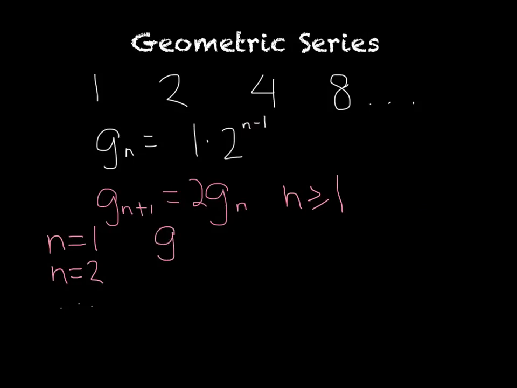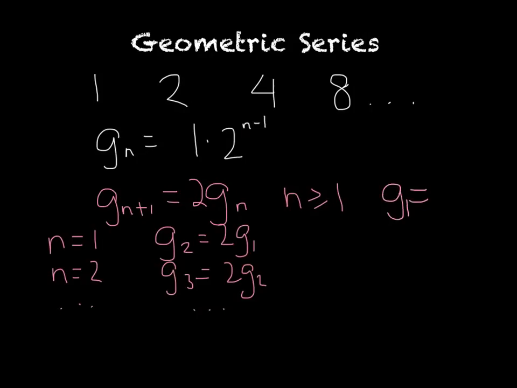So now if we plug in some sample values of n, then we end up with statements like g2 equals 2g1, g3 equals 2g2, etc. But notice that there's no value of n that we can plug in that will give us a formula that tells us what g1 equals. So in our recursive formula, we have to specify our g1, say that this equals 1, in order for our formula to work.